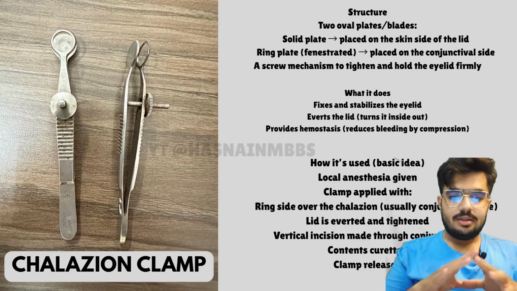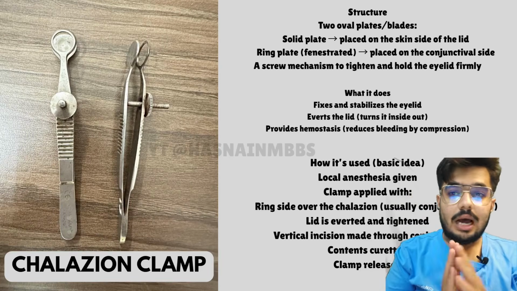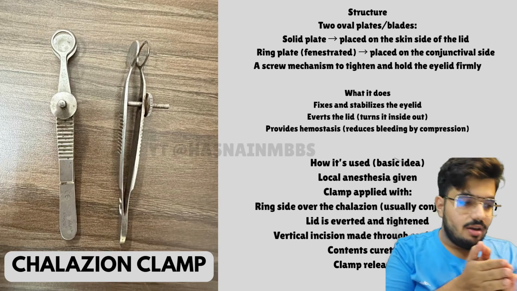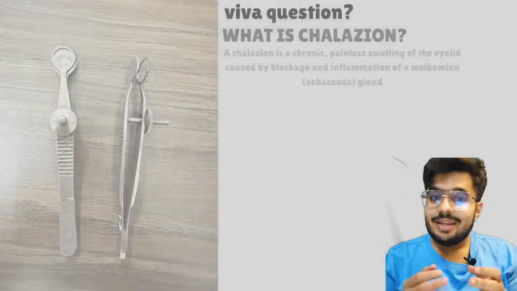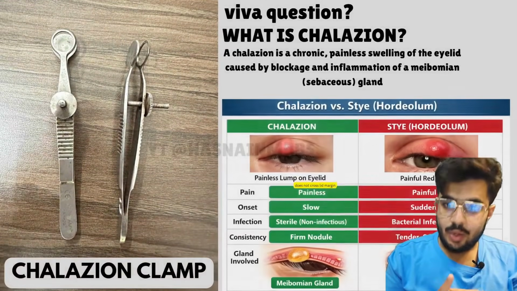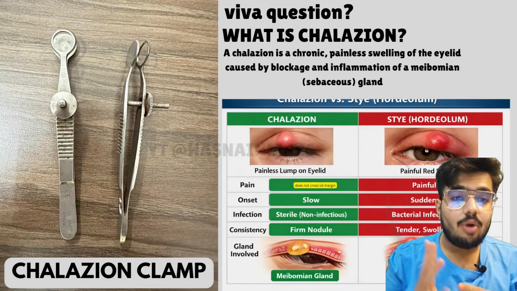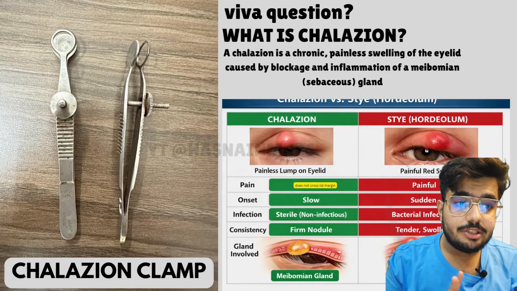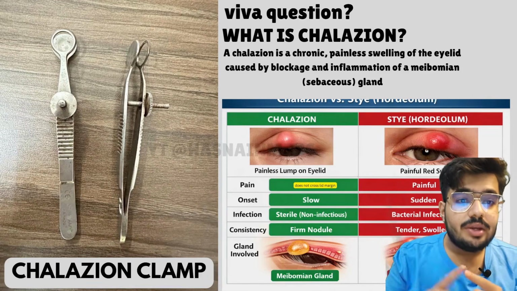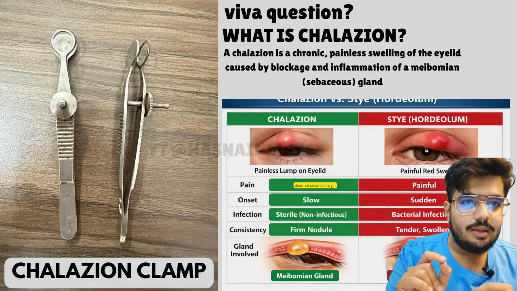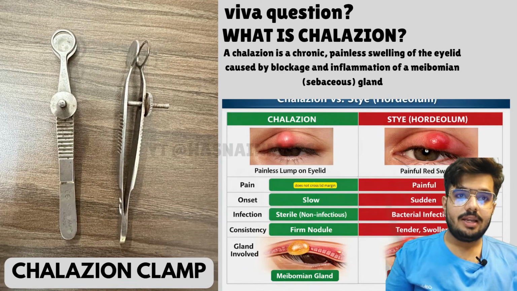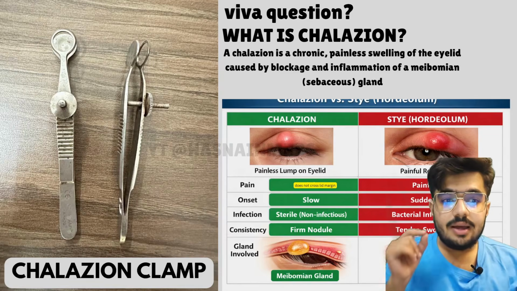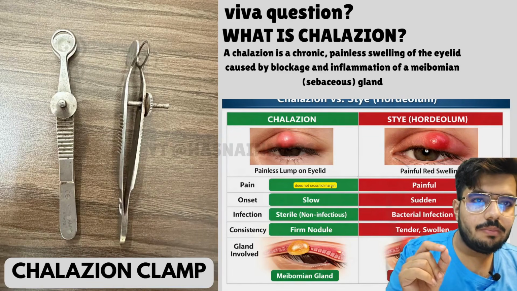So after describing the instrument, now the examiner will direct your viva towards Chalazion. So what is Chalazion? Chalazion is a chronic painless swelling of the eyelid caused by the blockage and the inflammation of the meibomian gland. So it's a painless swelling of the eyelid. Examiner may ask you what is the painful swelling of the eyelid. Then you have to answer stye or the external hordeolum.